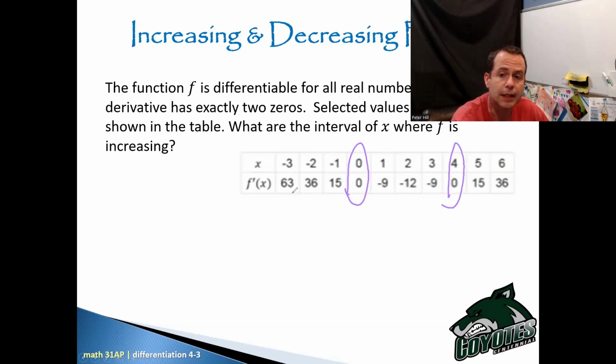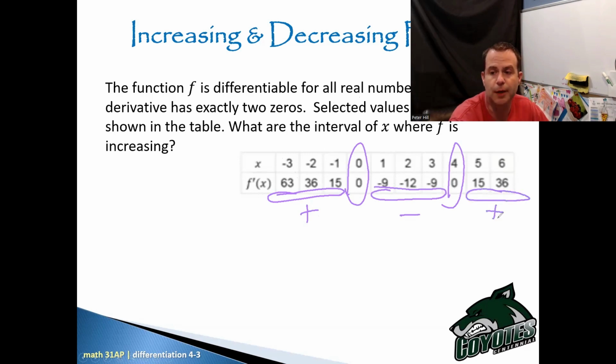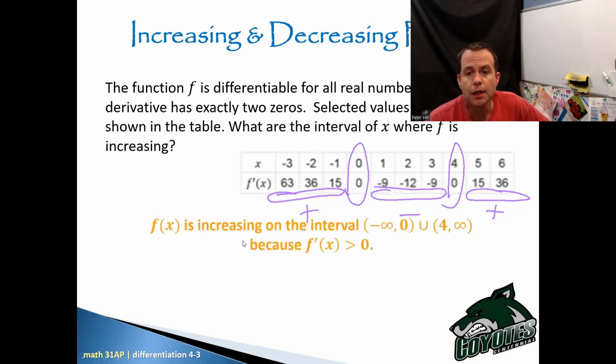On this section here, I see that my derivative is positive. This section here, I see my derivative is negative. This section here, I see my derivative is positive again. Okay, so whether I'm looking at it from a number line perspective, or from the graph, or from a table of values, it's all very much the same sort of conversation. So f of x is increasing on the interval -infinity to 0 in union with 4 to infinity because the derivative of f of x is positive.